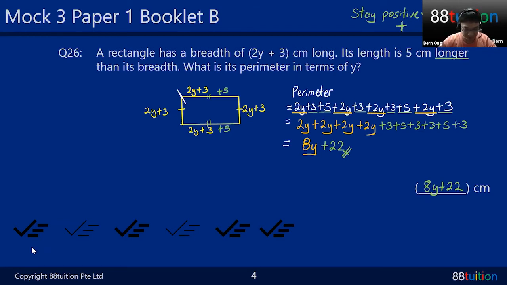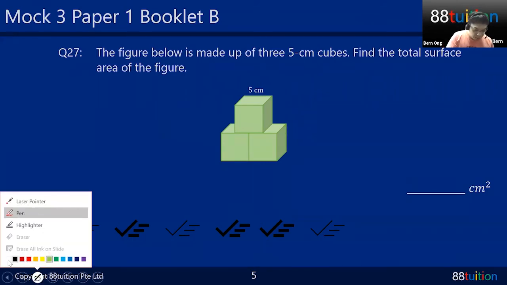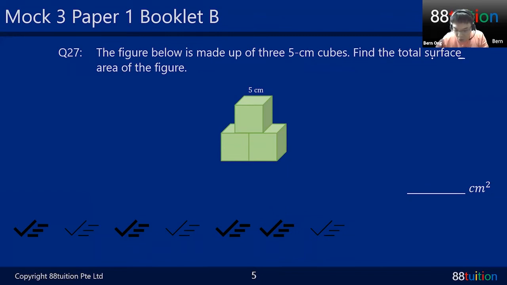Okay, question 27. Question 27. Let's take a look. The figure below is made up of 3 5 cm cubes. A cube means what? All the sides the same in terms of the length. So 5 cm by 5 cm by 5 cm and so on. Find the total surface area of the figure.